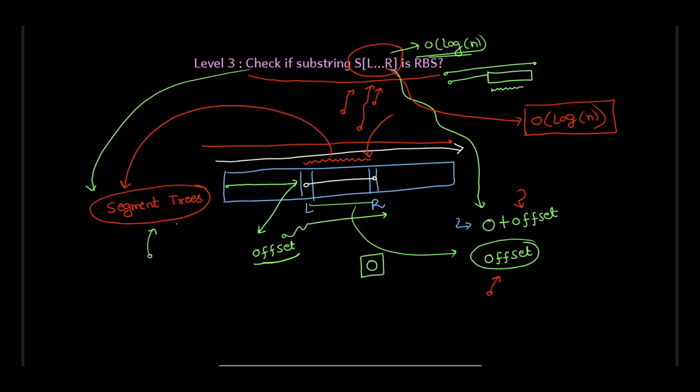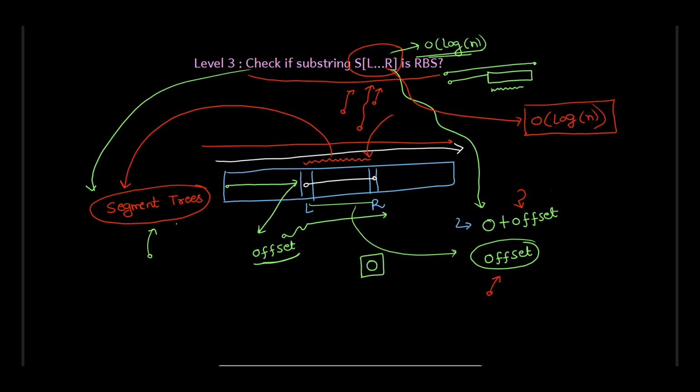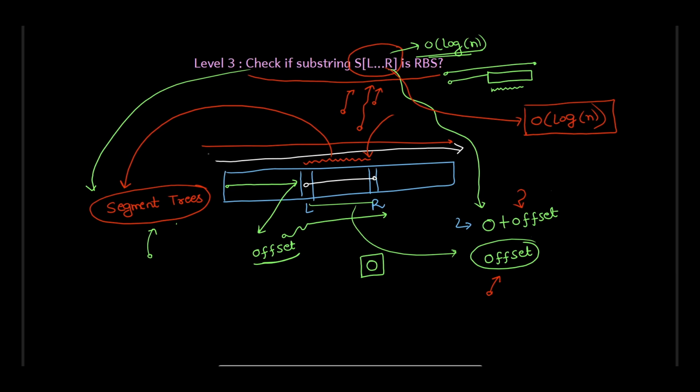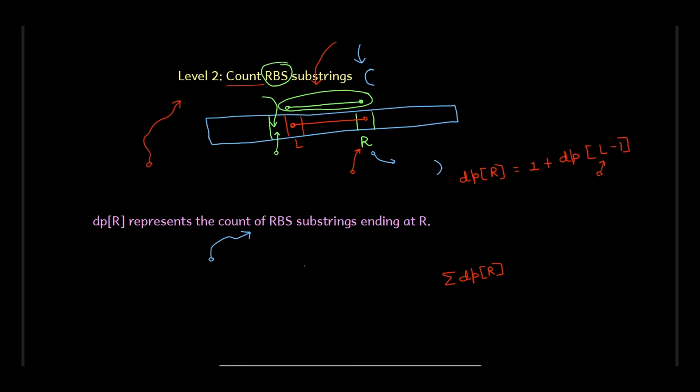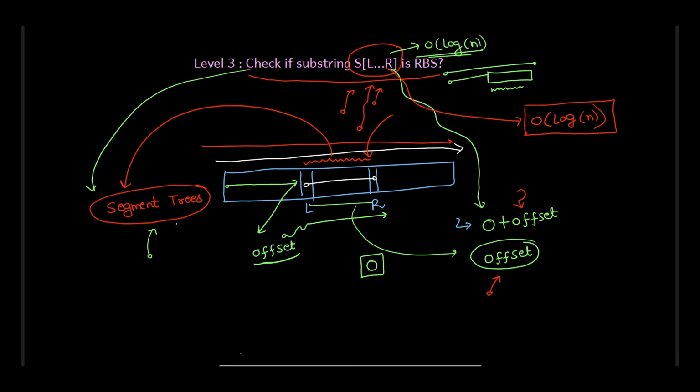Now I told you that we'll come back to both of these problems after we learn about segment trees and how to apply them in this scenario. So let's see how we can solve these two problems without using stack and without using DP. This time we'll use the contribution technique and we'll try to find the answer for both of them. So first we want to find out the length of the longest RBS. So let's see how we can do this.